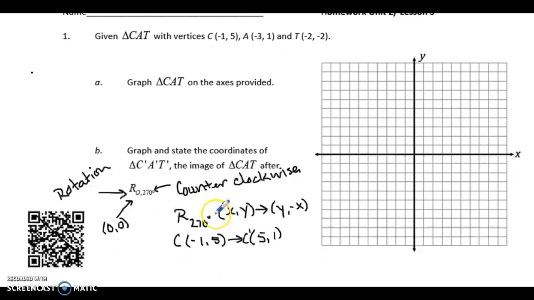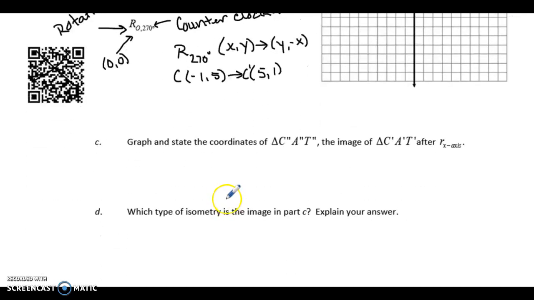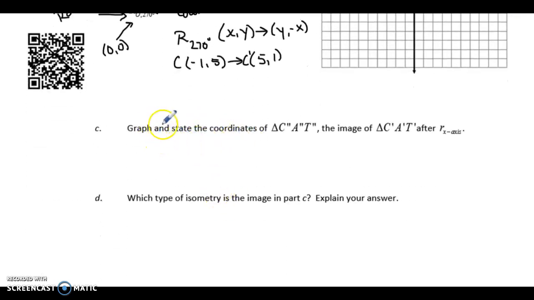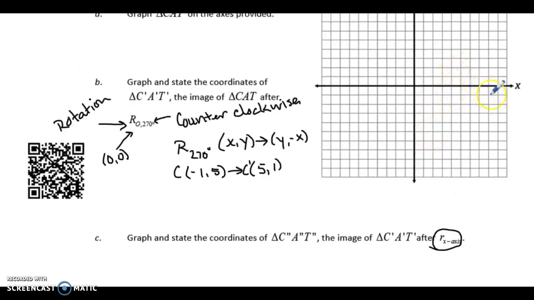I'm going to leave the rest of that to you, and I'm going to go ahead and look at some of these other questions. So graph and state the coordinates of C double prime, A double prime, T double prime, the image of C prime, A prime, T prime, which means you're taking the one that you just graphed, the result of these points that you're getting up here, and now you're doing a reflection over the x-axis. So you can either just visualize it on your graph, reflecting over the x-axis, which is this axis right here. So it should flip top to bottom or bottom to top.